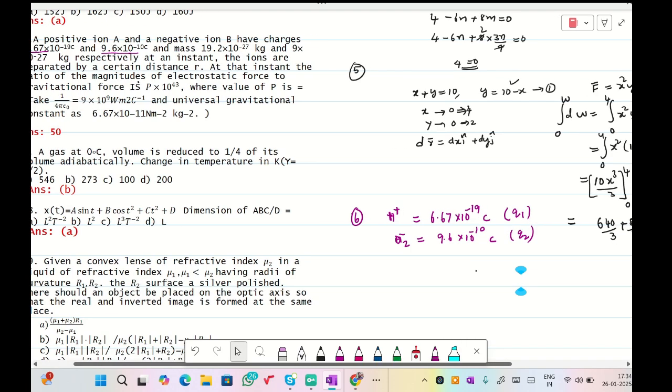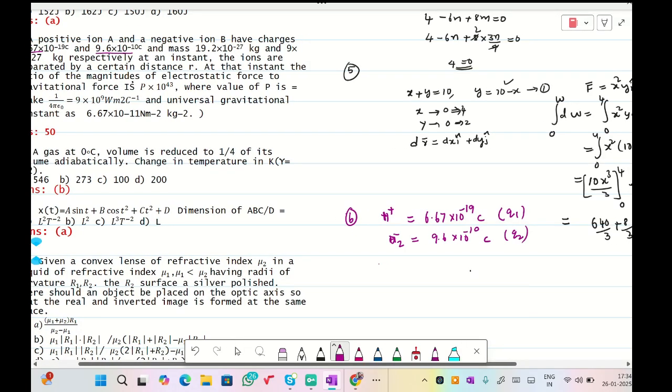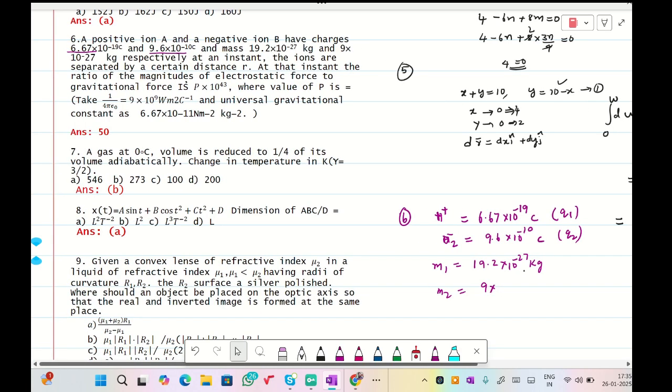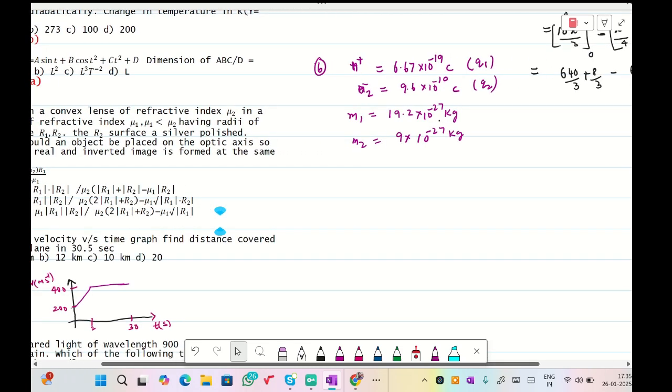And the masses are also given. M1 is equal to 19.2 into 10 power minus 27 kg. And M2 is equal to 9 into 10 power minus 27 kg. So respectively at an instant, the ions are separated by the distance r. So electrostatic force I can find out, right? So the electrostatic force formula between the two charges: Fe is equal to K into Q1 Q2 by R square.